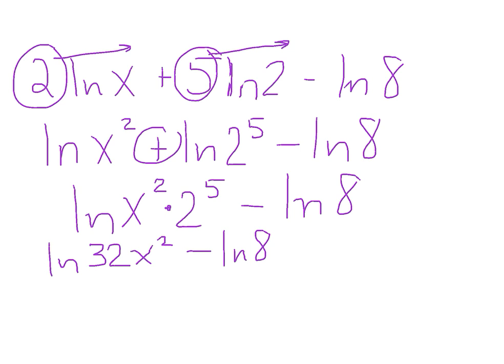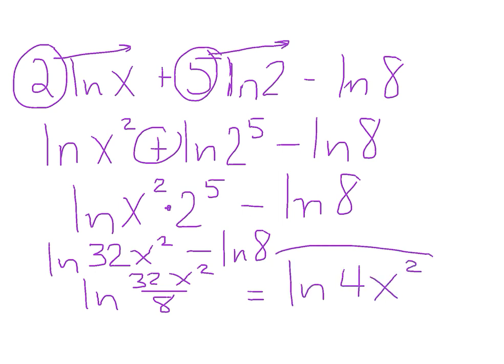How do I get rid of minus? I divide. So I have the ln of 32x squared over 8. And the only thing that you can do from here is, if I can reduce 32 over 8, we need to reduce it. Does 32 over 8 reduce? Yes. To what? 4. So it's really the ln of 4x squared.